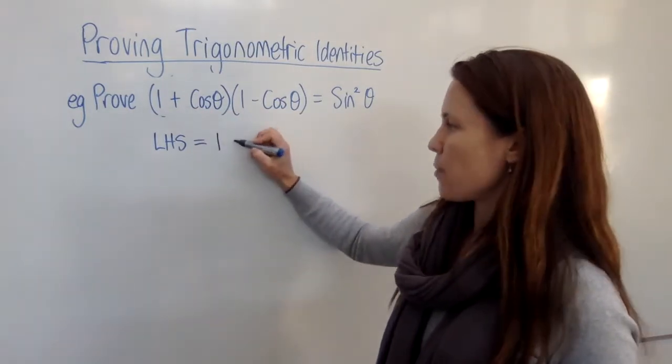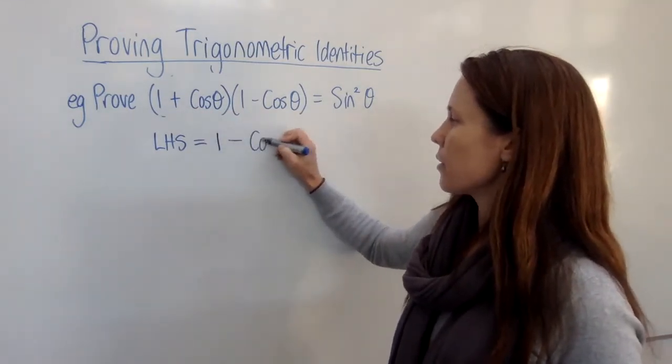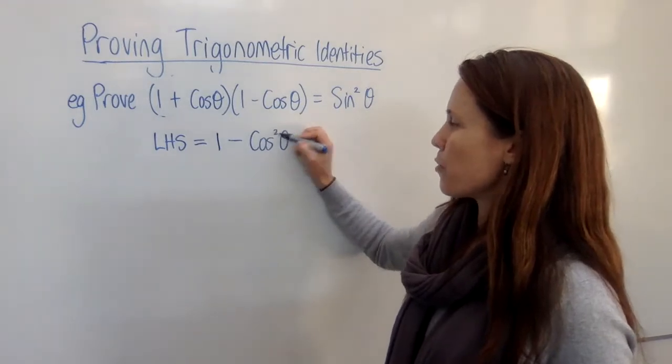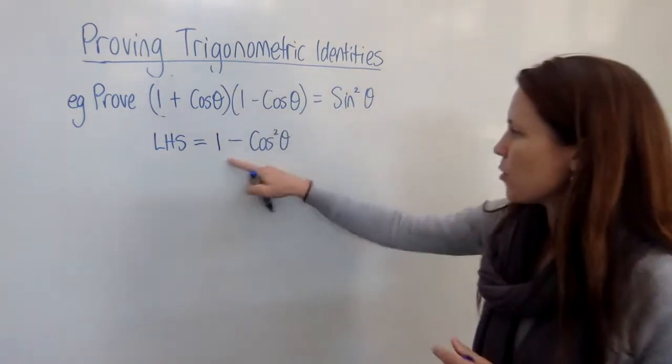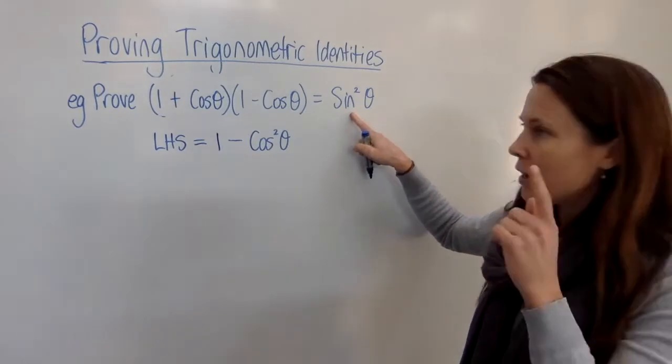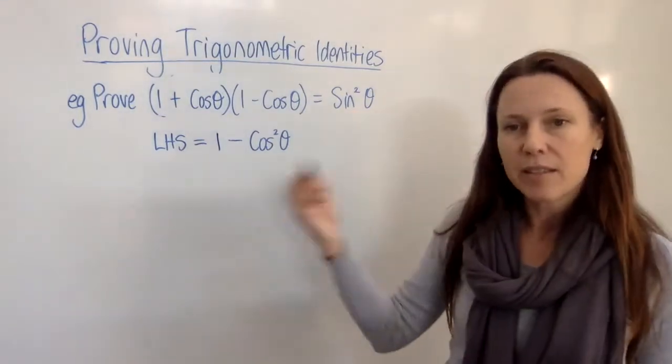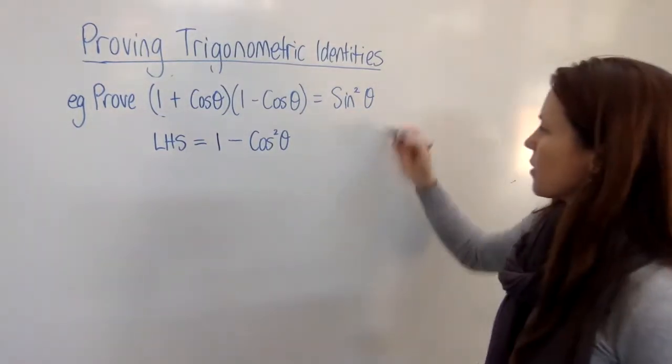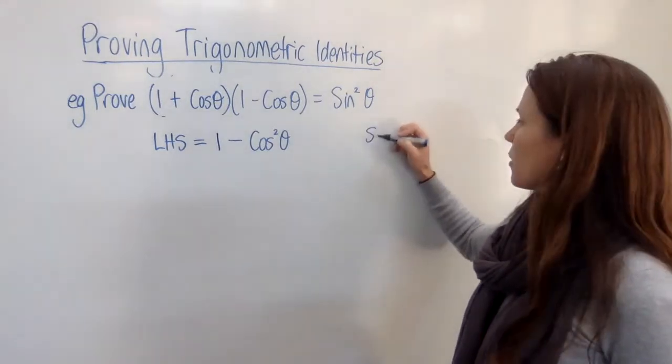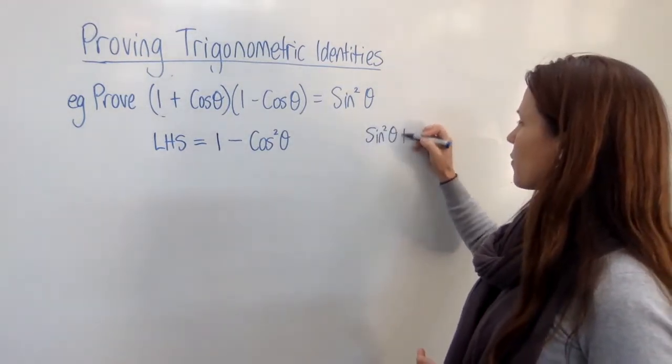So that tells me to expand that. I do 1 minus cos theta all squared, which remember we write like that. Now at this point, have a look at where you're going and you'll probably go, hey, I can see what I need to get there. This is going to be one of those Pythagorean identities. Now at that point, it's not a bad idea to write down the identity that you're thinking of over here.